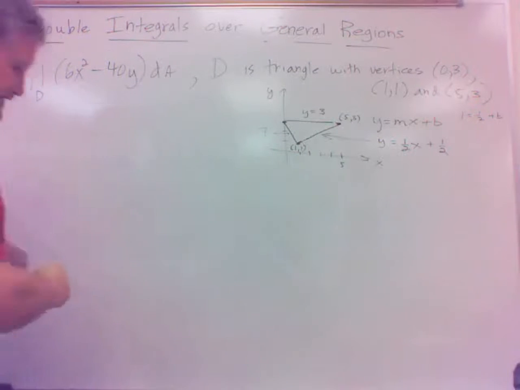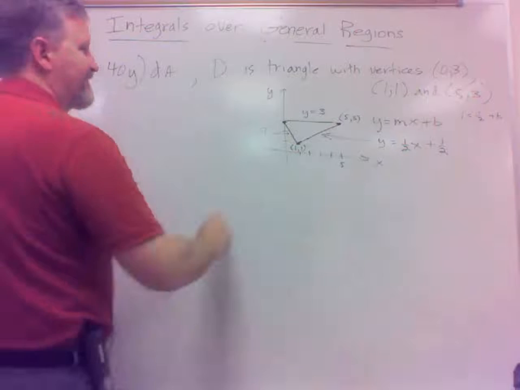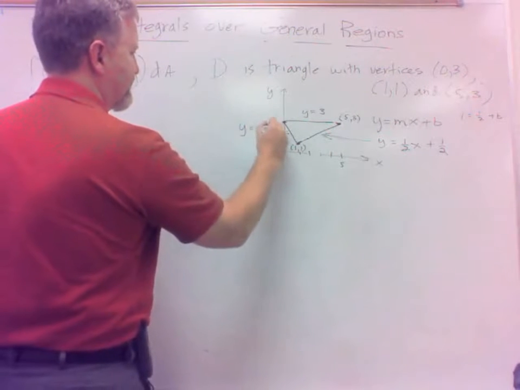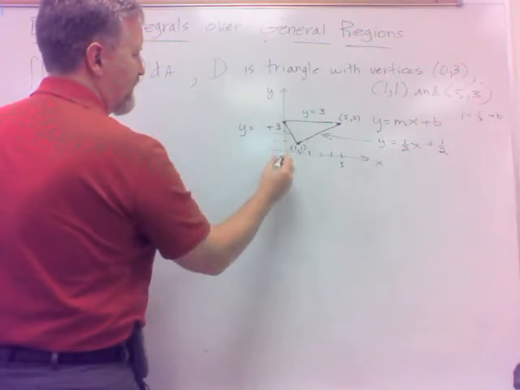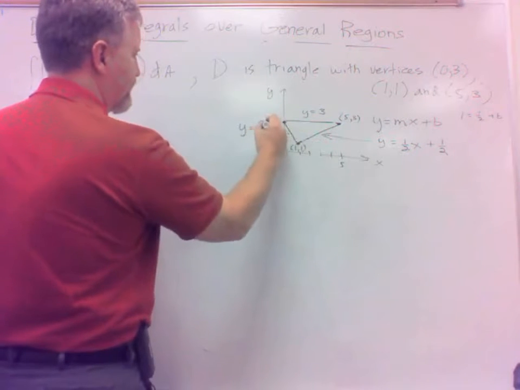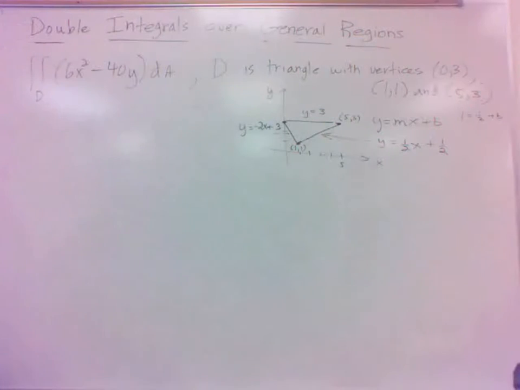Now this one's a little easier because b is 3. The slope, yeah, is down 2 over 1, so it'll be minus 2. So sometimes you have to come up with your own functions there.